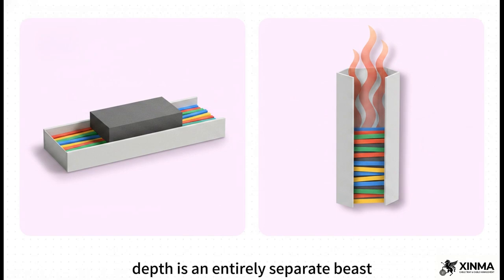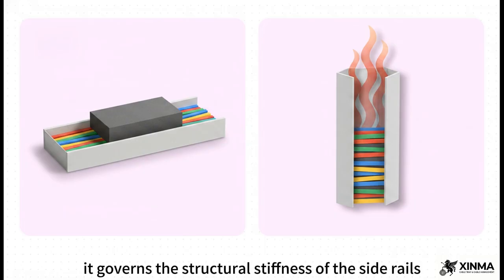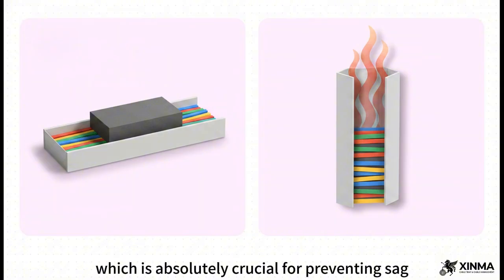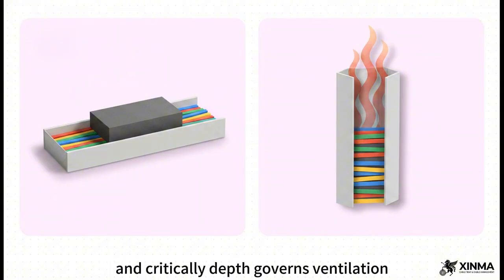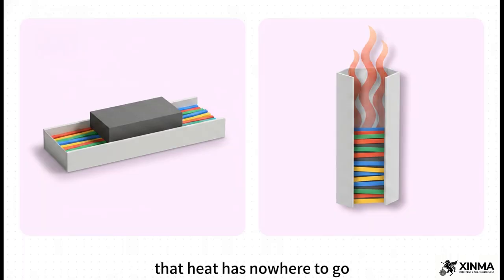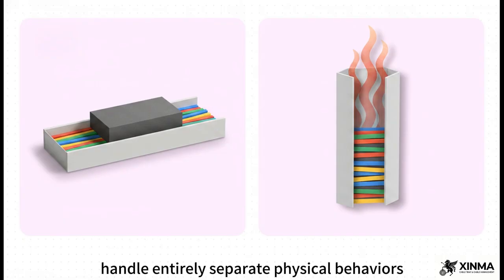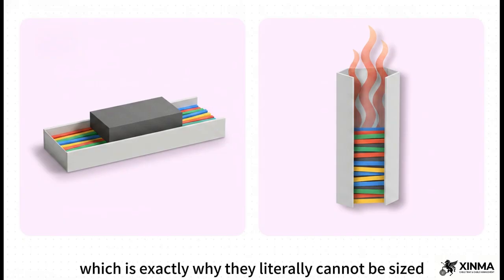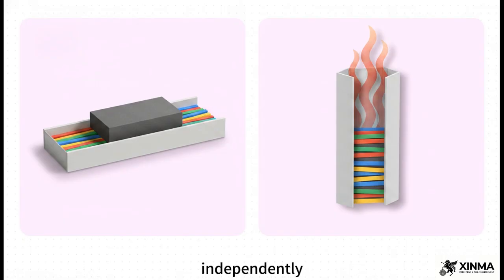Depth is an entirely separate beast. Depth dictates your cable layering, it governs the structural stiffness of the side rails, which is absolutely crucial for preventing sag, and critically, depth governs ventilation. If your tray is too deep and packed tight, that heat has nowhere to go. Width and depth handle entirely separate physical behaviors, which is exactly why they literally cannot be sized independently.